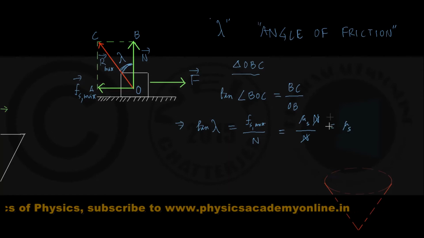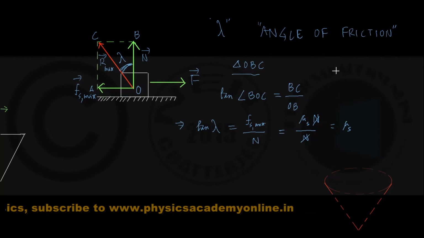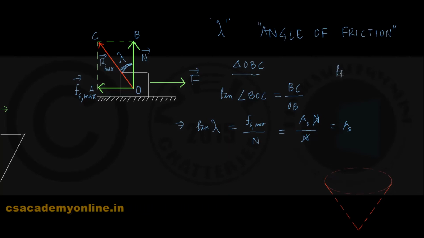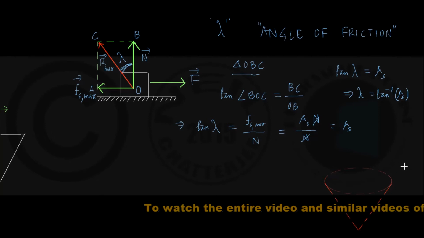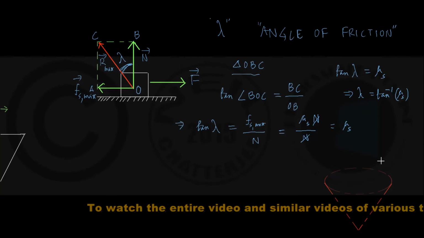So we have arrived at a very important result. That result is, if lambda is the angle of friction between two surfaces, between two blocks, tan lambda is equal to mu s. Or you could write, if you feel like, lambda is equal to tan inverse mu s. There are two different ways of writing the same result. Tan lambda is equal to mu s, or lambda is equal to tan inverse of mu s. We shall highlight this result.